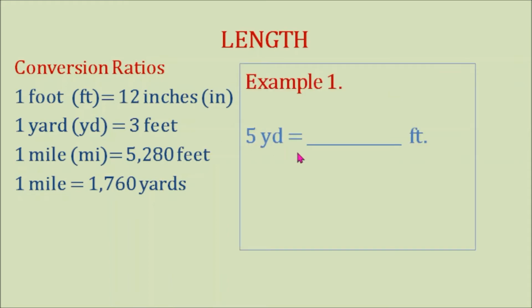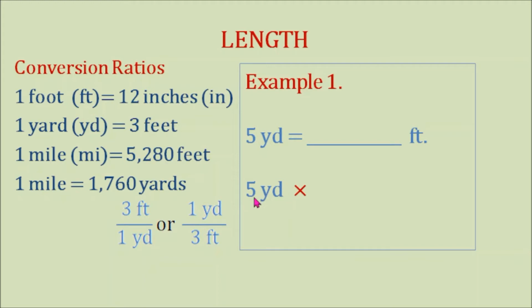Example number 1. 5 yards equals how many feet? So first we are going to write down the unit that we are going to convert, and then we are going to multiply it by a conversion ratio. So here 1 yard equals 3 feet. So that means we have two options: 3 feet over 1 yard, or 1 yard over 3 feet. So question, which of these two are we going to use?